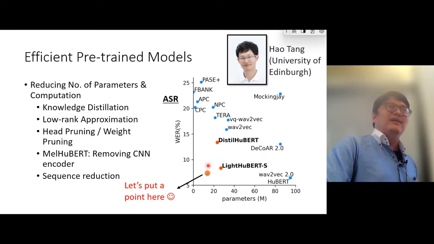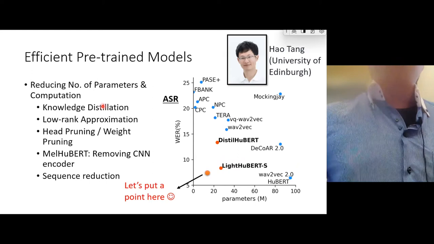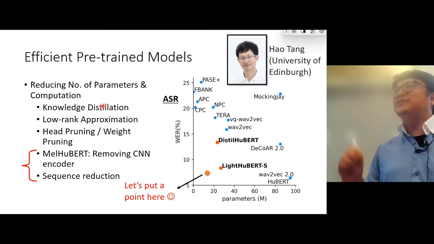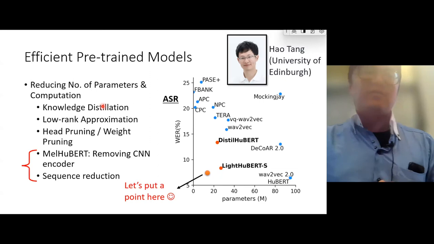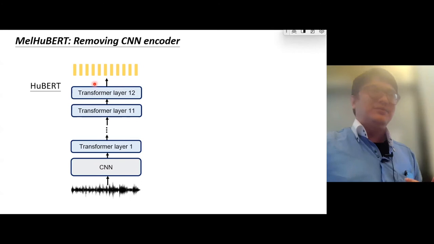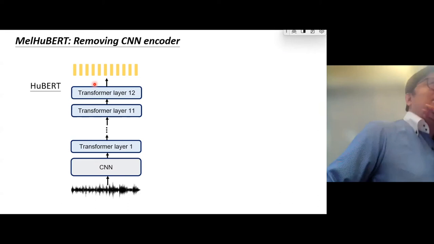Here are several technologies we are trying, including noise distillation, low rank approximation, head pruning, and weight pruning. And I'm going to especially highlight two research directions because they are highly related to the characteristics of the speech signal. The first one we call Mel HuBERT. As you know, in HuBERT, it has a CNN encoder and several layers of transformer. The research question here is, do we really need the CNN encoder?